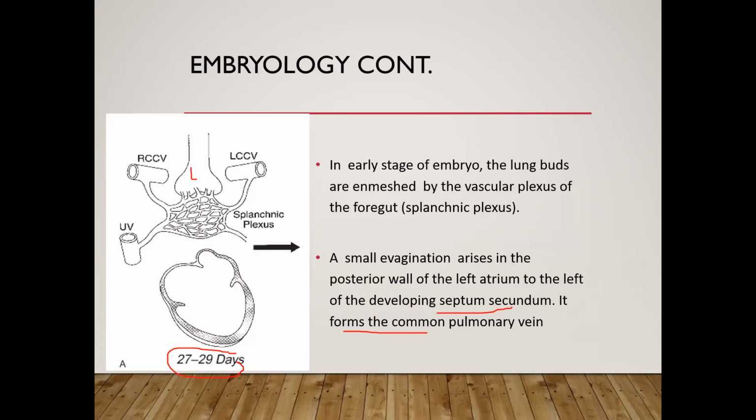This is around 27 to 29 days, in the lung buds, where the splanchnic venous plexus is present, which has a connection with the cardinal veins, which is here. These lung buds are enmeshed by the vascular plexus of the foregut, that is the splanchnic plexus, and a small evagination arises in the posterior wall of the left atrium, to the left of the developing septum secundum, which forms the common pulmonary vein.